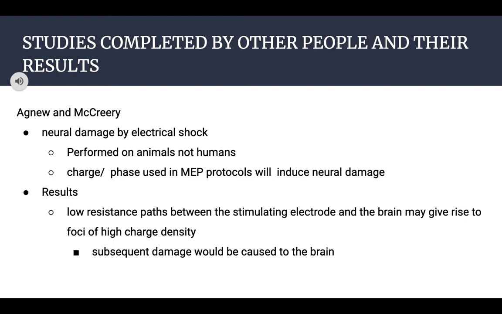However, in most cases, dispersion of the stimulus current in the extracranial tissue and skull is probably adequate to attenuate the stimulus charge density at the brain surface to a safe level, which is approximately less than 40 microcoulombs per centimeter squared. Agnew and McCreary were able to then conclude that the possibility exists that low resistance paths between the stimulating electrode and the brain may give rise to foci of high charge density. With this high charge density, subsequent damage would be caused to the brain.